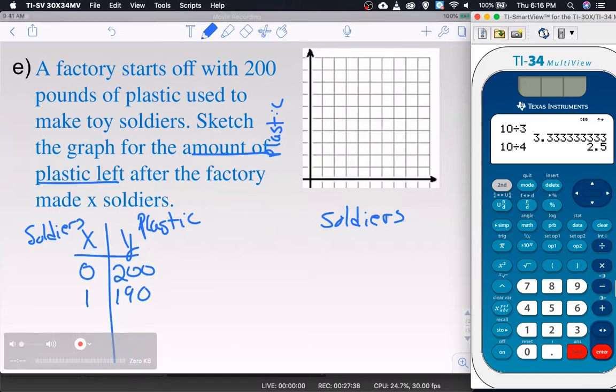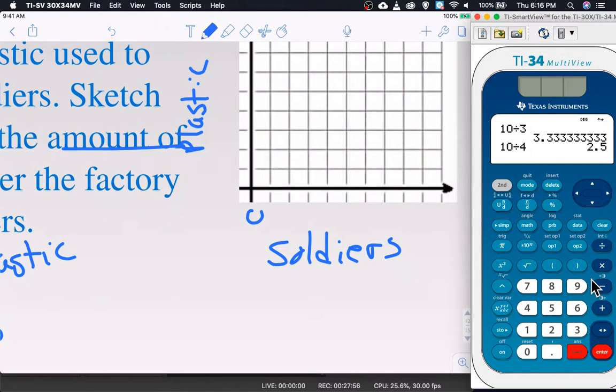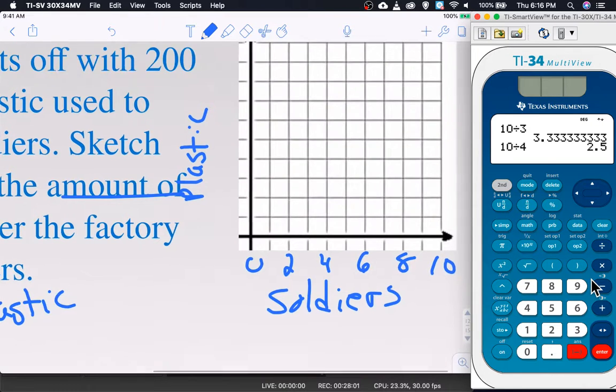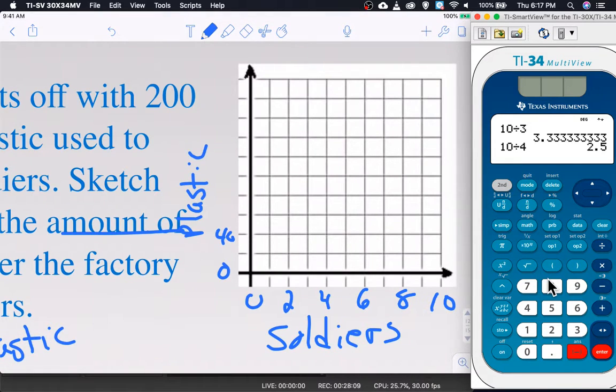So 1 soldier, 190 pounds left. 2 soldiers, 180. 3 soldiers, 170. 4 soldiers, 160. 5 soldiers, 150. That's that one. Okay, so let's see here. 0, 1, 2, 3, 4, 5, 6, 7, 8, 9, 10. Plastic. I need to get up to 200 pounds of plastic, so I'm going to be counting by 20s here. 20, 40, 60, 80, 100, 120, 140, 160, 180, 200.